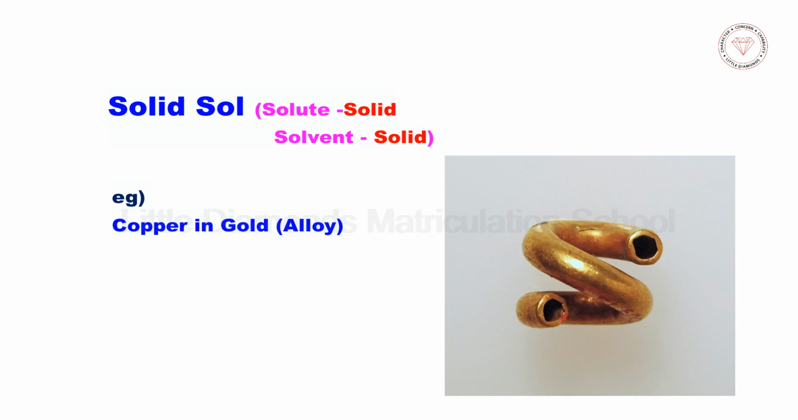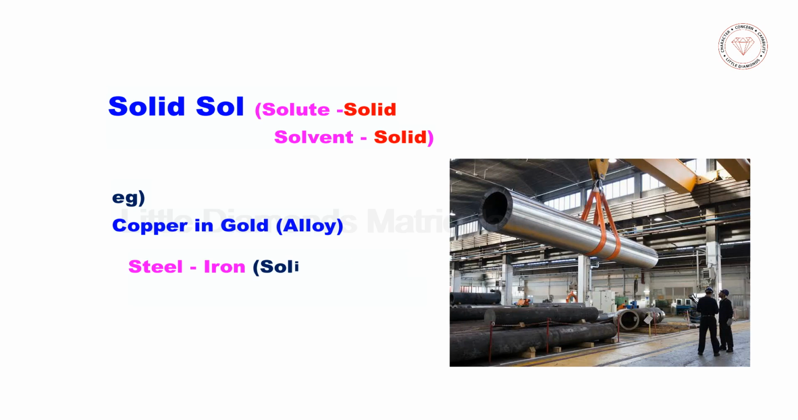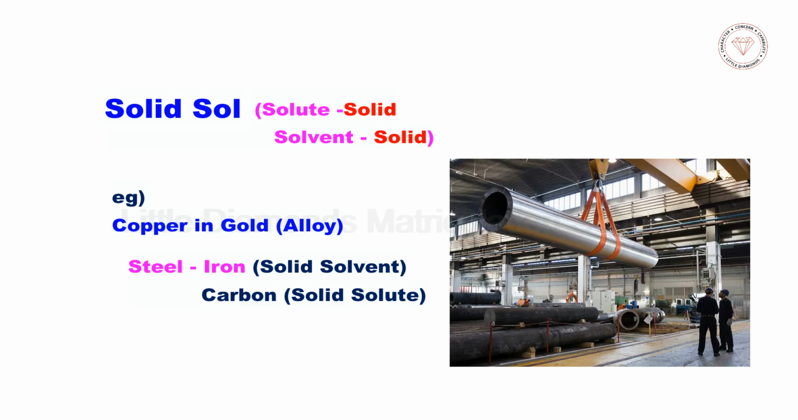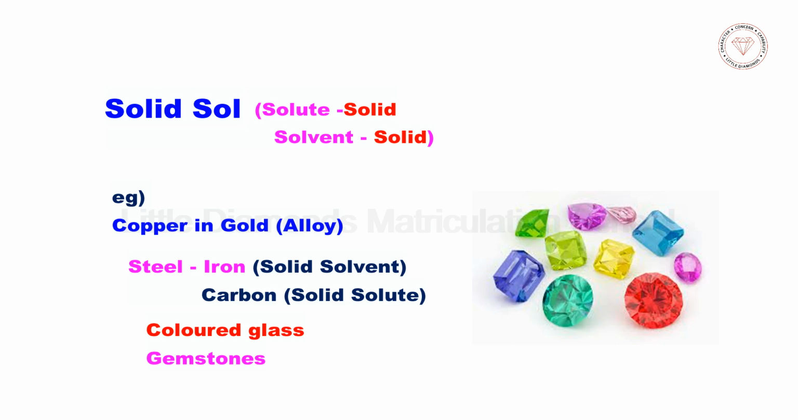Let us see some examples. The copper gold alloy used in dentistry. In this alloy, the copper, which is the solute, is dissolved in gold, which is the solvent. So here we see that both the solute and solvent are solids. Steel is another example of a solid solute in a solid solvent. Here, carbon is the solute which dissolves in iron, which is the solvent. Solid solutions with solid solute and solid solvent are also called solid sol. Other examples of solid sol are colored glass, gemstones, etc.